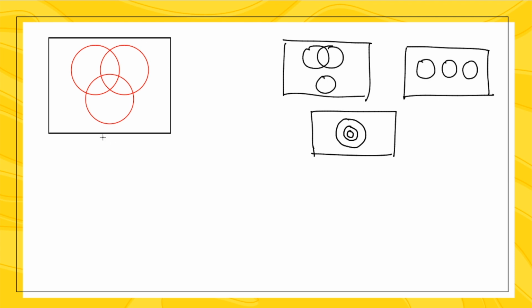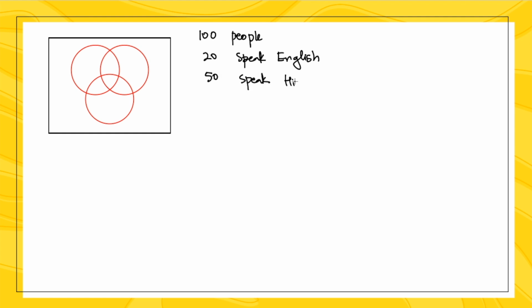So these are some types of Venn diagram which you can draw, but in numericals or in questions people generally ask these type of things, so I'll be discussing them. So let's take it as a question. Let's say there are total 100 people. Out of these 100 people, 20 speak English, 50 speak Hindi, and let's say 40 speak Bengali. Okay, so this is how we are representing it. So there are total 100 people.